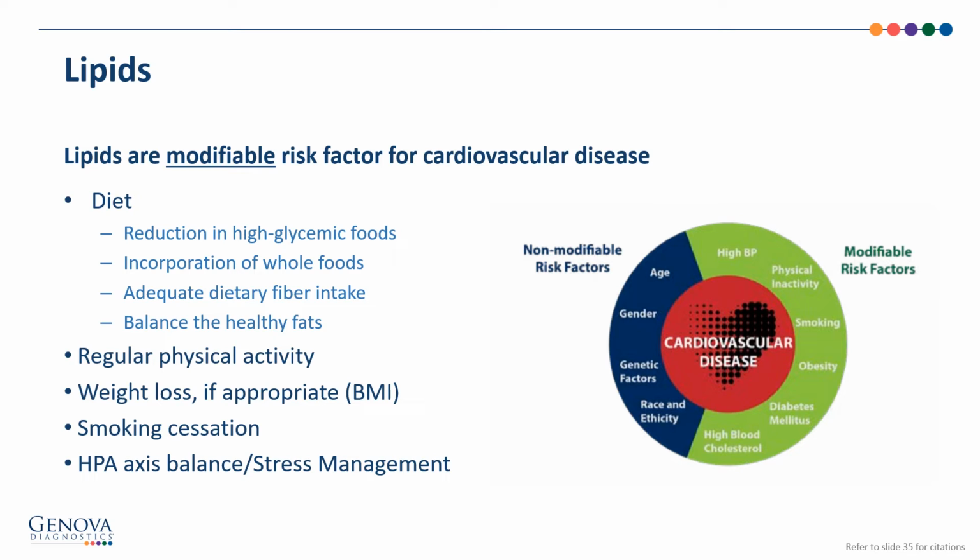When it comes to activity, we really think about aerobic physical activity, about 3 to 4 sessions per week, lasting about 40 minutes per session, involving moderate to vigorous intensity. Weight loss, if appropriate, to achieve a healthy BMI, smoking cessation, and HPA axis balance or stress management. There actually is a really interesting abundance of literature examining the effect of both acute and chronic stress in the development of cardiovascular disease. So personalized interventions to manage stress and HPA axis function can actually help to lower the deleterious impact of stress on cardiovascular health.